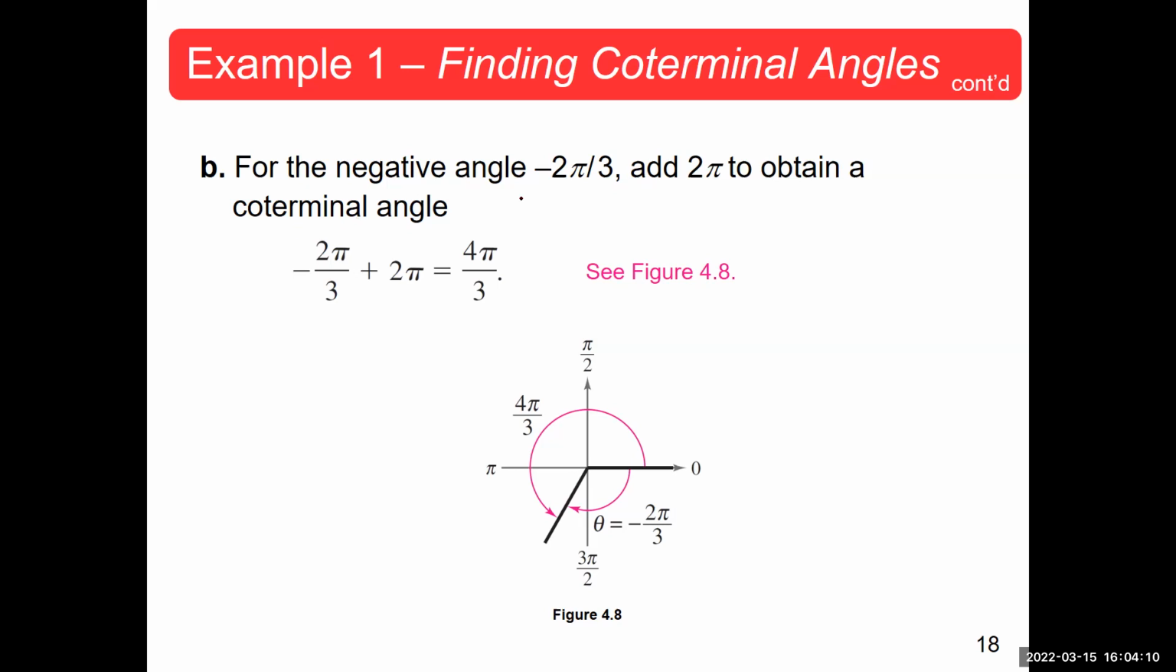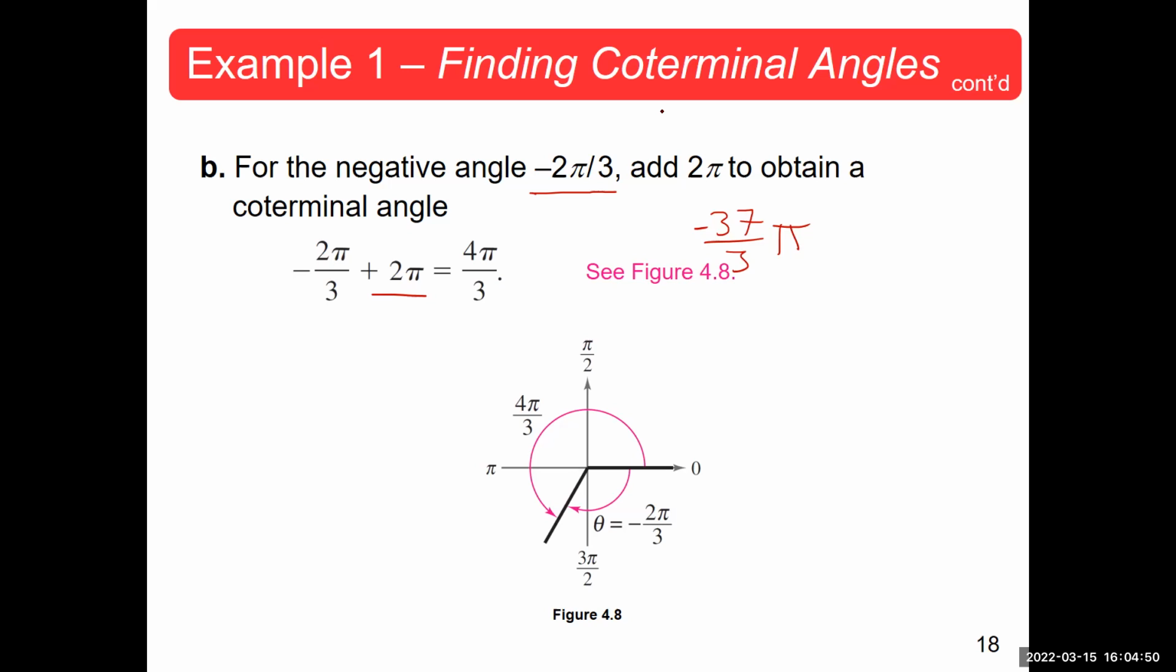Now what happens if they give me a negative angle? What is the coterminal for this angle? Negative 2 pi over 3. Well, to find the coterminal, they added 2 pi to it, and they got 4 pi over 3. What happens if I have negative 37 over 3 pi? That's much bigger than that one. That one is easy, adding 2 pi and I'm done.